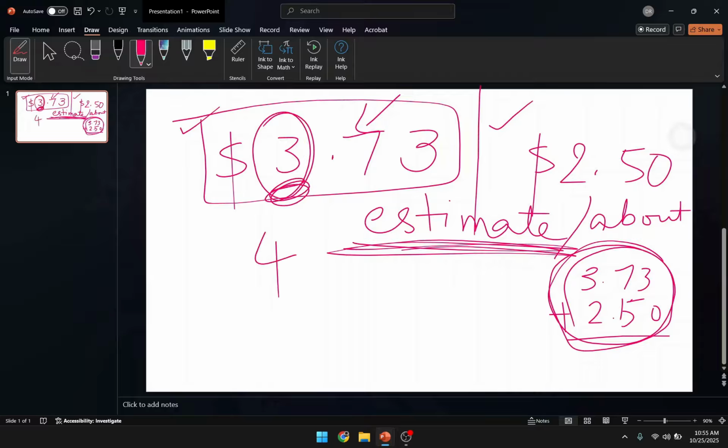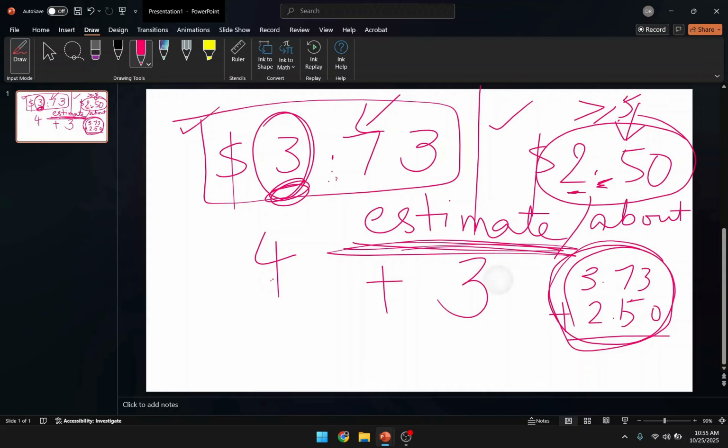Now look at this. You have 5 in the tens place. If you have a number which is greater than or equal to 5, then you round it to the next whole number. After 2 comes 3. So this number you are rounding to 4. This number you are rounding to 3. The total would be 7.